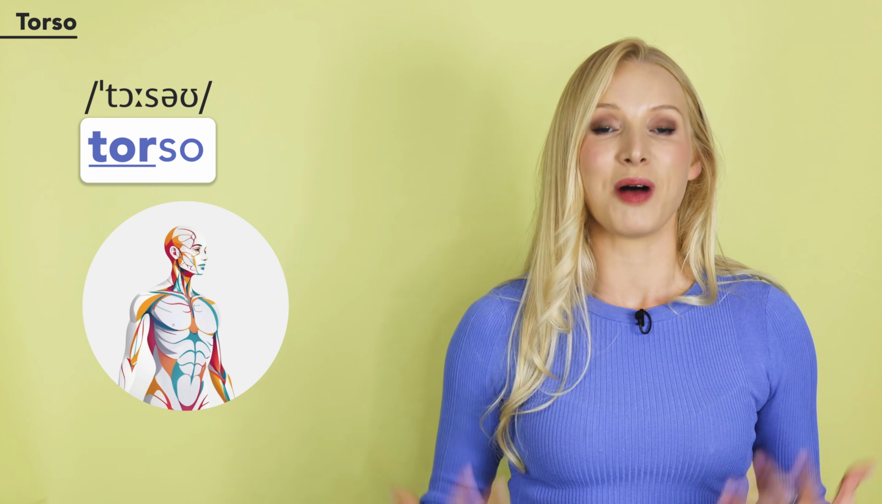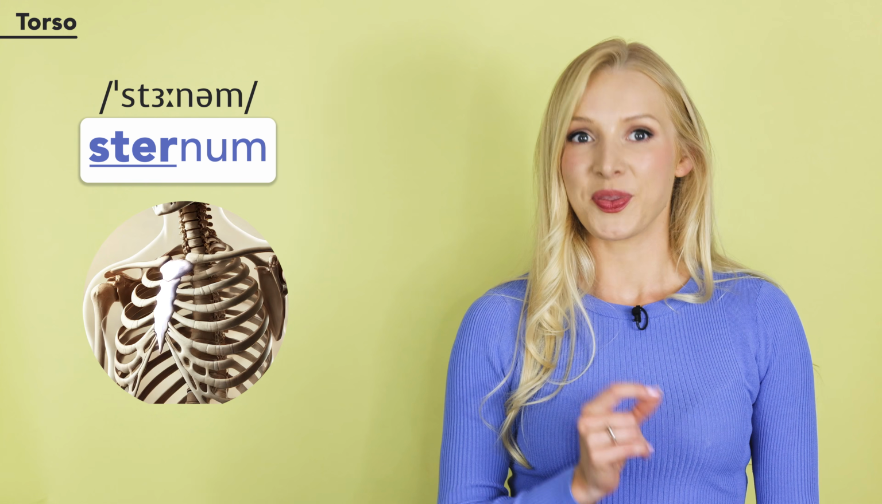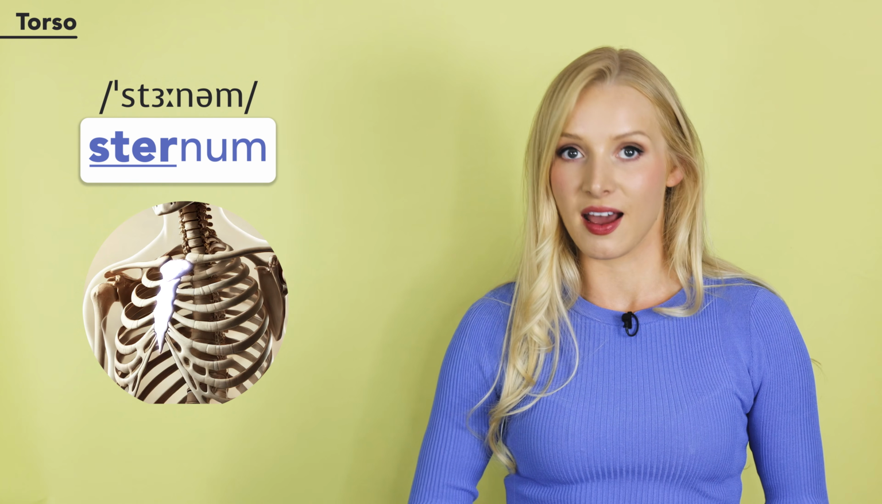Okay, let's continue our journey through the human body as we move down to the torso. And this is the body's central part, minus the head, arms, and legs. Put your hand on the center of your chest. Can you feel that long, flat bone? That is your sternum, and it's like a shield for your heart and lungs.